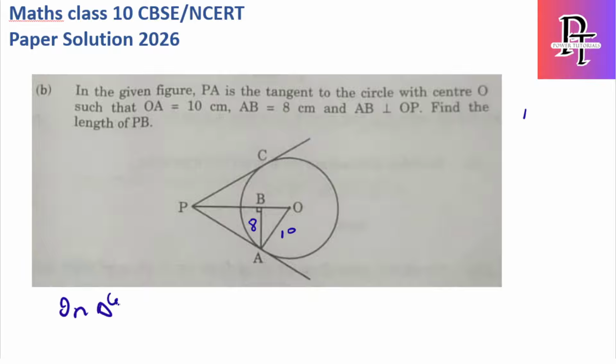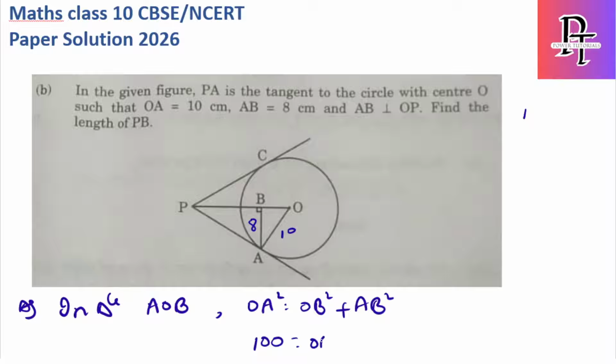In triangle AOB, which is a right angle triangle, the hypotenuse OA square is equal to OB square plus AB square. OA square is 100, which is equal to OB square, which we don't know, plus AB, which we have, 8 square. So OB is equal to root of 100 minus 64, which is 36, so which is 6. So I got the OB value as 6.